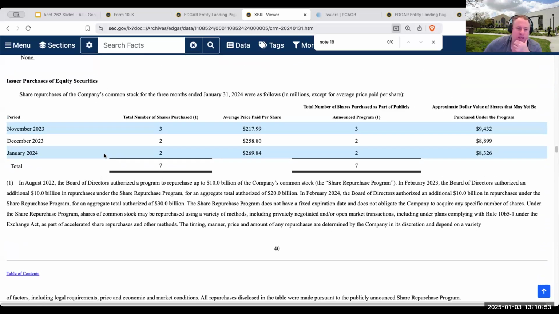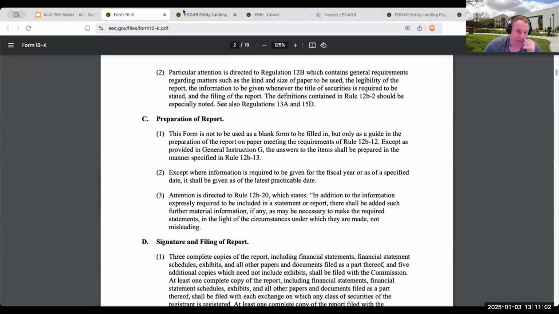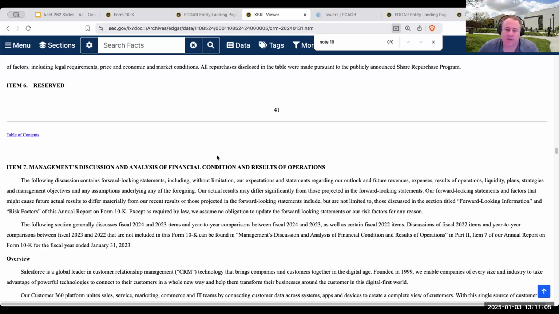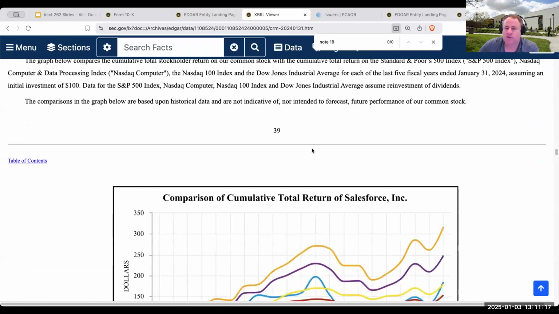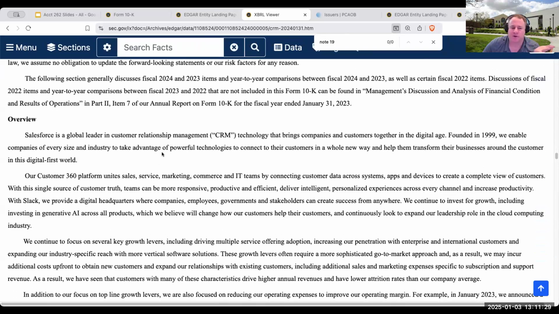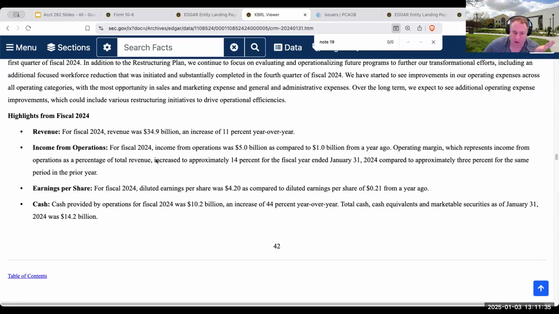And now we get to the interesting part. You see here, item 6 is reserved. So now we get into the MD&A. The management discussion and analysis is management's opportunity to go through and talk about what happened during the period under review. And again, when you're looking at this, forward-looking statements, right? What you'll see is an overview, and this should really be consistent with the business parts that they were talking about.